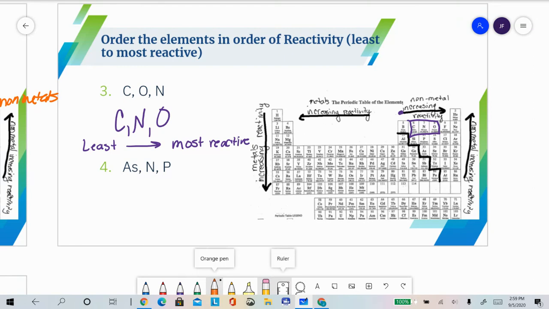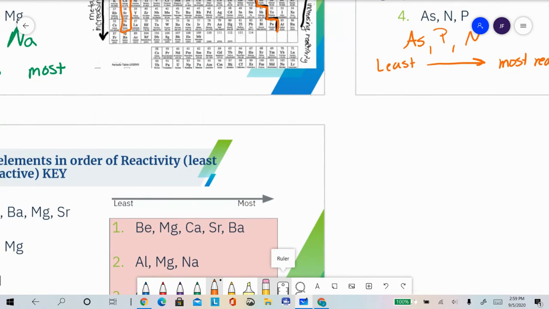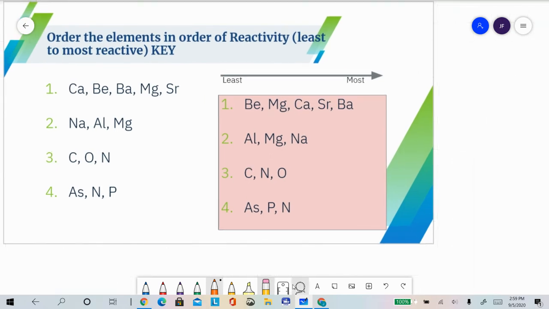And then it's arsenic. Arsenic, nitrogen, and phosphorus are also nonmetals, and the trend is from least to most, from bottom to top. So arsenic, phosphorus, nitrogen is our least to most reactive, and that is because of our number of energy shells. Okay, and then this one, I just have the key for all of those written out for you.